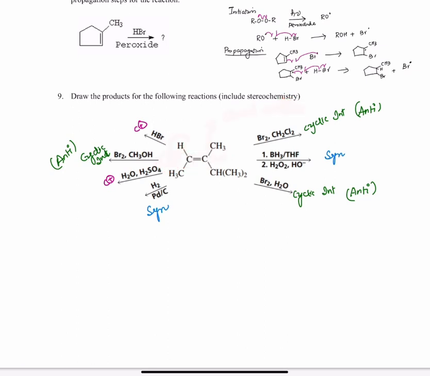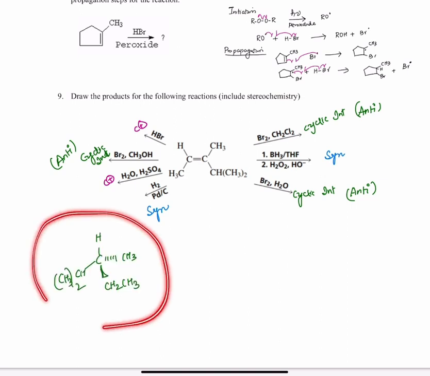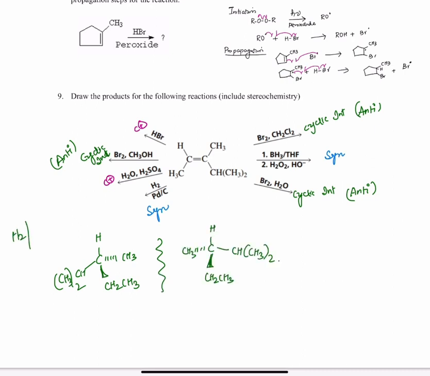Okay, so let's draw the product here. So here is one product. The other product is simply going to be the mirror image of this. So this is for hydrogenation.